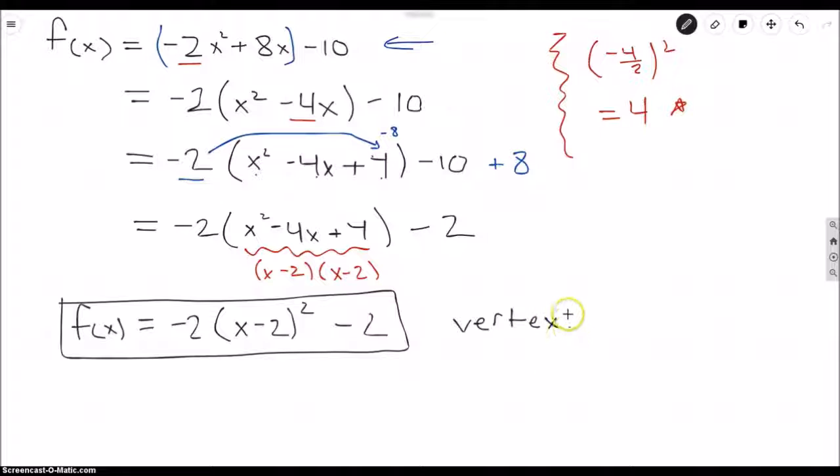Looking at the transformations that have been applied, the -2 inside tells me that it was translated right 2 units. And the -2 at the end tells me that it was translated down 2 units. So here is where my vertex is.